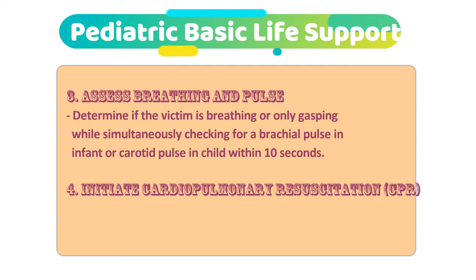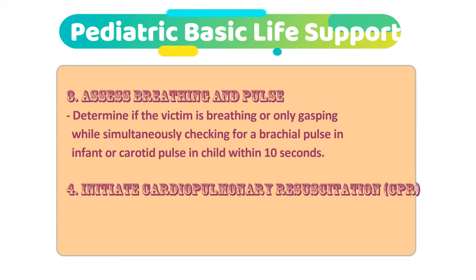For an infant, it is easiest to check for a pulse using the brachial artery. To locate the brachial artery, place 2 or 3 fingers on the inside of the upper arm, between the shoulder and elbow. Press the fingers gently for 5 to 10 seconds to feel for a pulse. Pushing too firmly may occlude the infant's pulse.